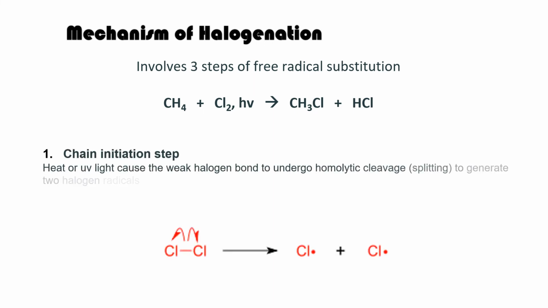Step 1, chain initiation step. Heat or UV light cause the weak halogen bond to undergo homolytic cleavage, splitting to generate 2 halogen radicals and starting the chain process.